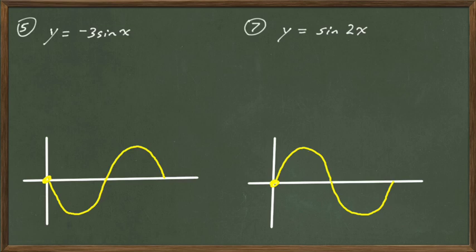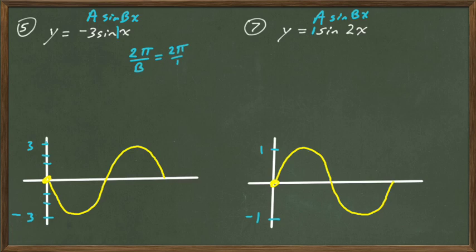What is the amplitude on this first one here on number 5? What is the absolute value of -3? So 3 is the amplitude. What's the amplitude on number 7? 1. So you go 1 and -1. What is the period if it's 2 pi over b? What's b on this number 5? 2 pi over 1. What's that make the period?